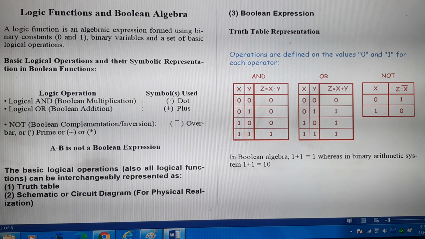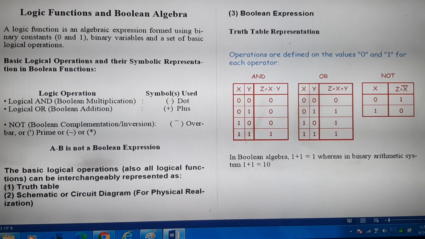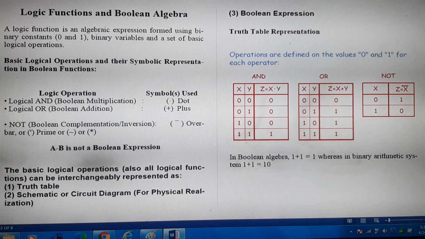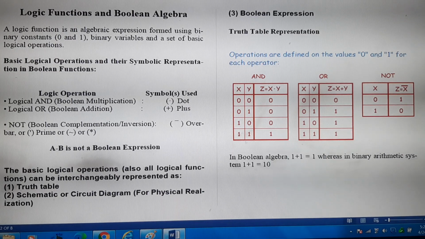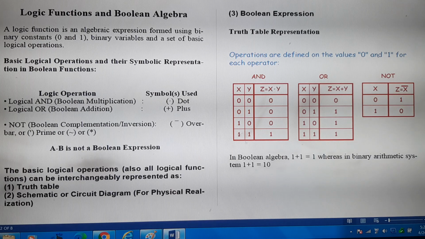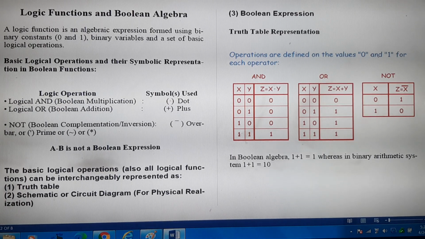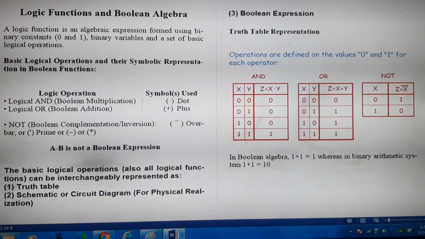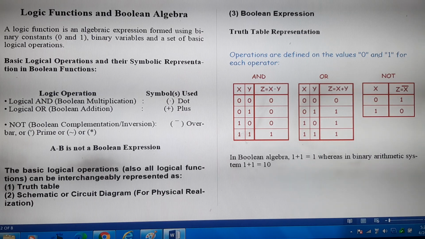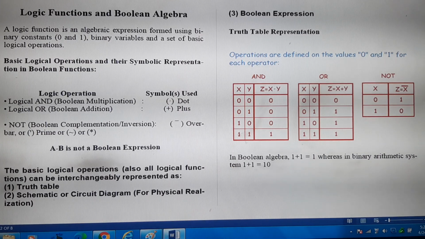The basic logical operations or any logical function can be interchangeably represented as a truth table, schematic or circuit diagram for physical realization, or Boolean expression. The first one we will discuss is truth table representation. In truth table representation, the number of rows in the truth table is 2 raised to the power n, where n is the number of variables in the function.